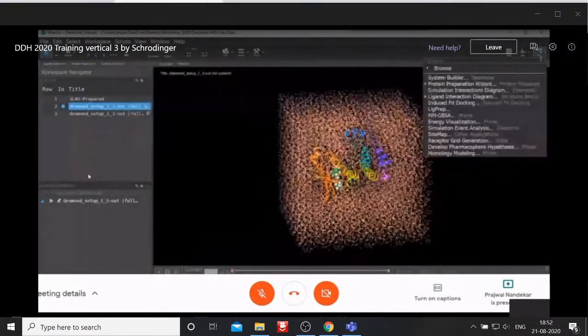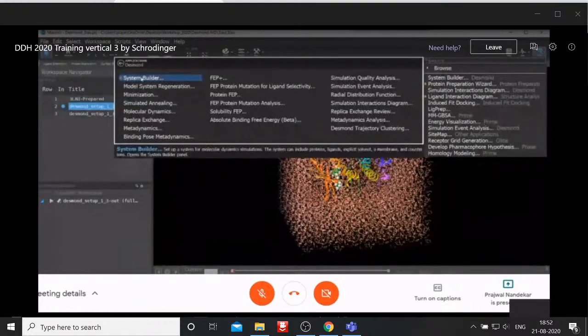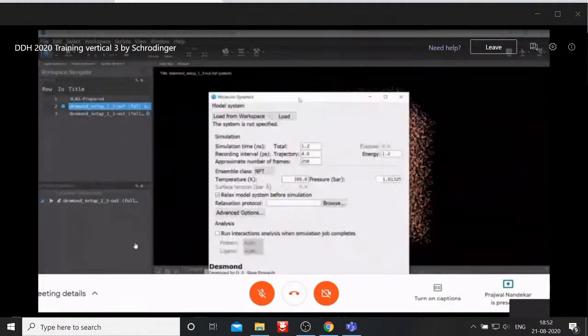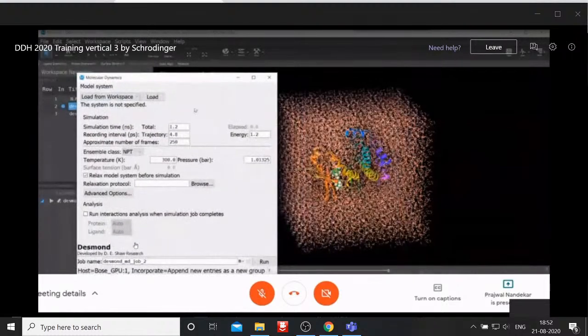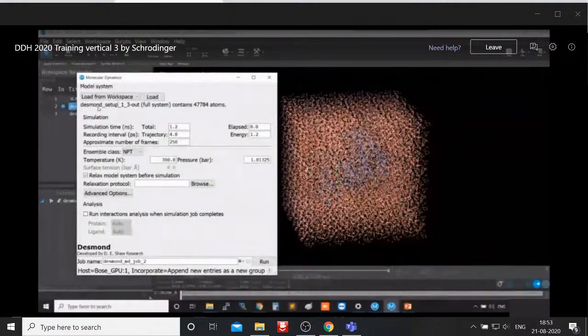Once you have this system ready, you just need to run the MD simulation. For that, you again need to go to Tasks, Browse, and Desmond. You will have an option called Molecular Dynamics Simulation. Once you click on it, again, as I said, it is just a two-click thing. You just need to load your molecule from the workspace. For example, I just clicked on the load button, and it will load the complete system in the panel and show you how many atoms there are and the name of the system.